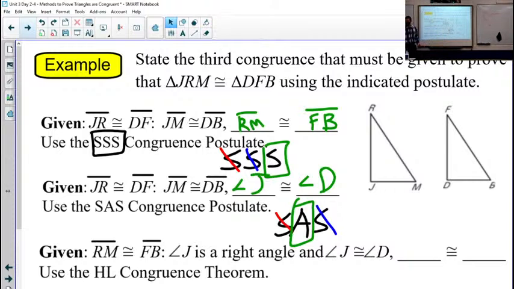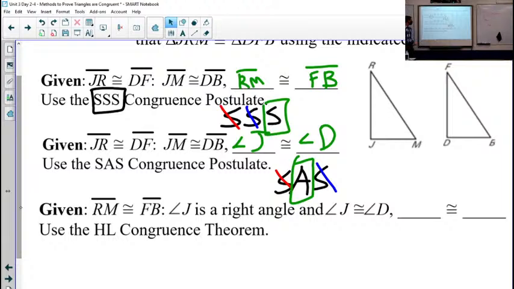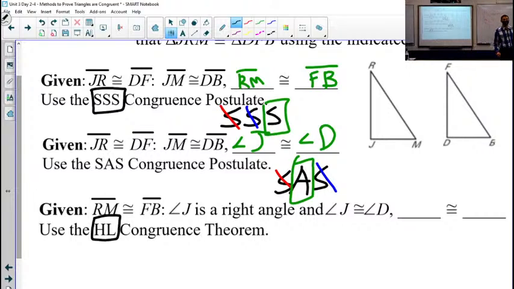Last one. We'll mark up this diagram one more time. This time we want to use hypotenuse leg. And remember I had said with hypotenuse leg, I still want three things. I want hypotenuse, I want leg, and then hypotenuse leg only works with right triangles, so I need a right triangle. So let's see what we've got.